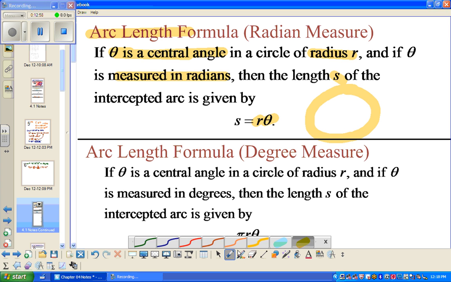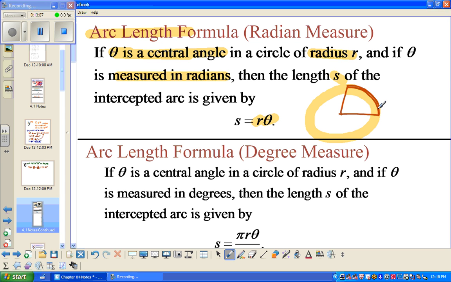Remember, so that's our circle. Remember that arc length is simply the measure or the length of an arc described by some central angle and some radius. So if you're given this angle in radians and you know the radius, that arc length is simply the product.